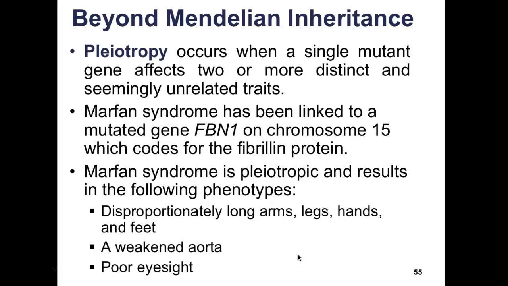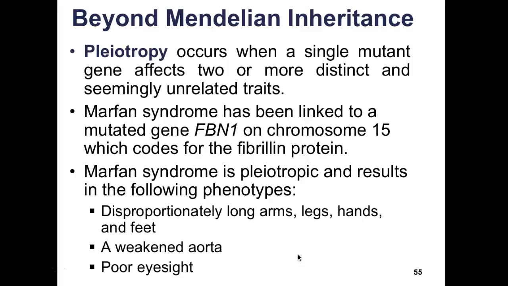Pleiotropy is something we talked about before. This is a little bit beyond the scope of what you would need to know for the AP exam, but a good refresher. Basically, pleiotropic inheritance occurs when you have a single mutant gene affecting 2 or more distinct and seemingly unrelated traits. Marfan syndrome has been linked to a mutant gene termed FBN1, found on chromosome 15, and it codes for a fibrillin protein.